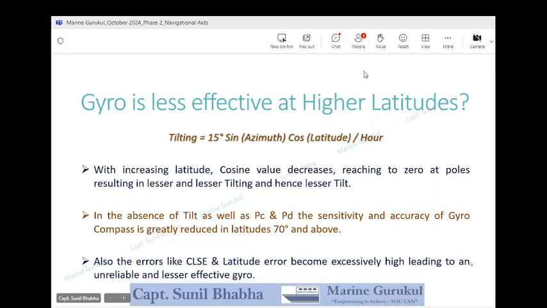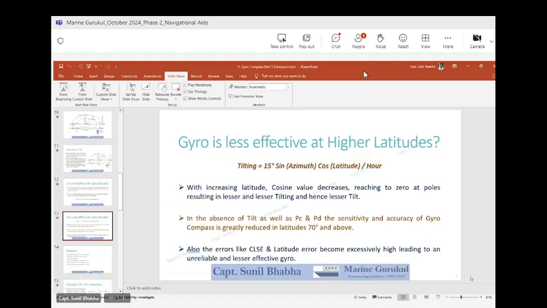Clear, beta? This is clear? Okay, all right, beta. Great.